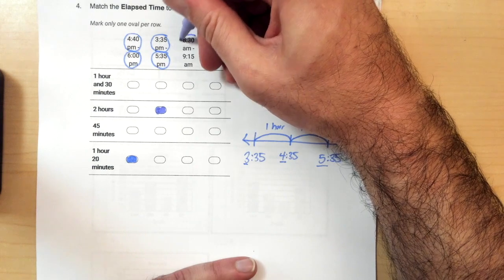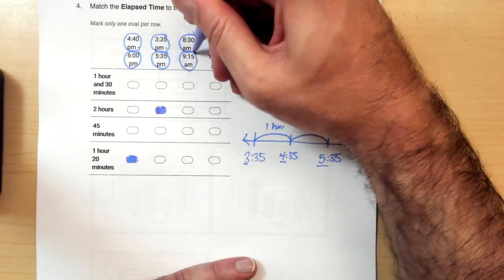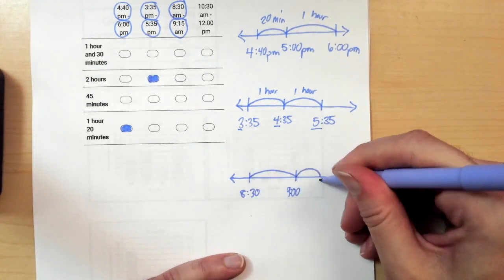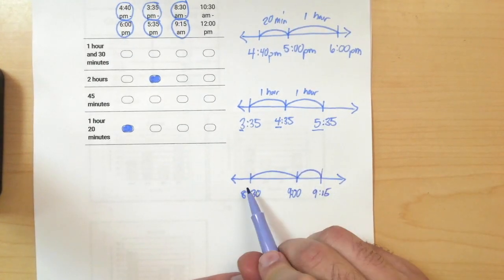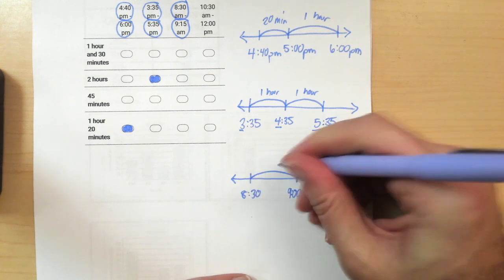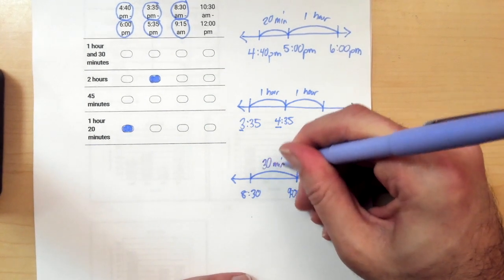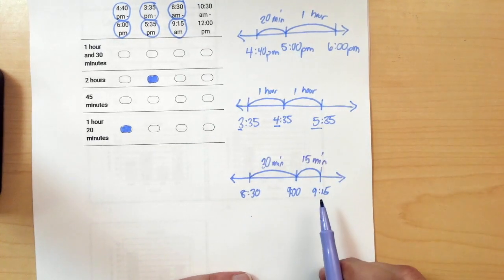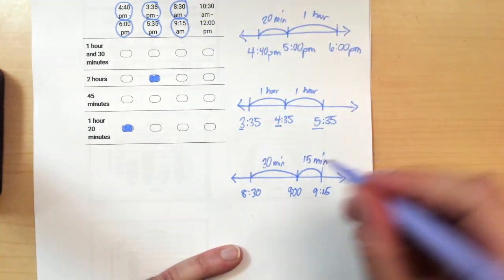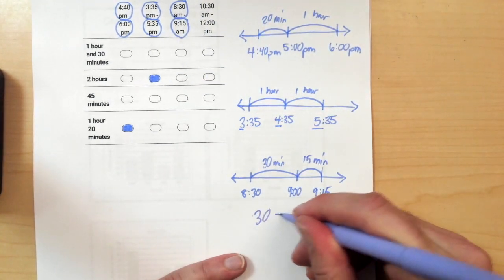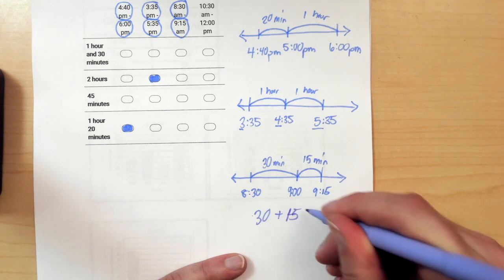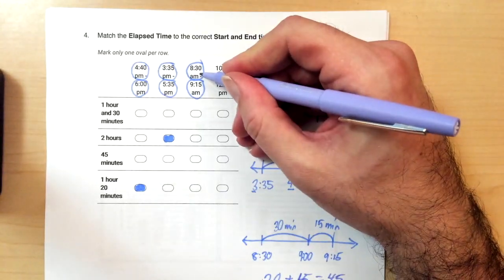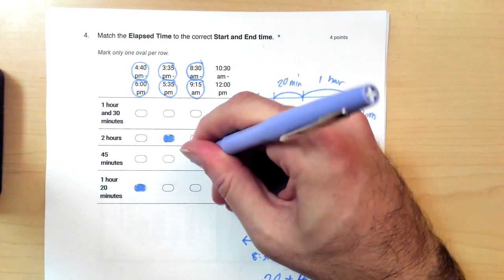From 8:30 a.m. to 9:15 a.m., I'll do down here. I'm just going to break this up into smaller chunks. So from 8:30 to 9, I know is 30 minutes. And from 9 to 9:15, I know is 15 minutes. And so up here, that's 30 plus 15 is 45 minutes. So 8:30 to 9:15 is going to be 45 minutes.